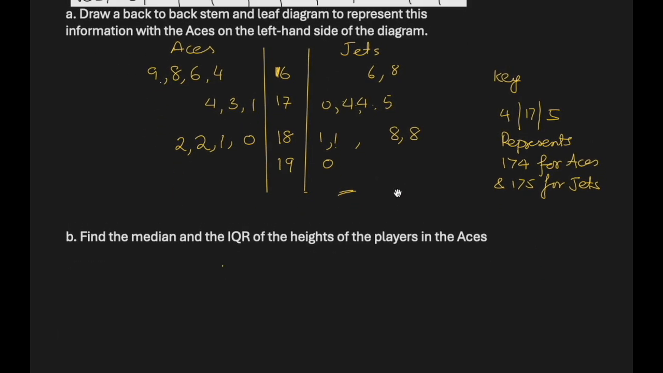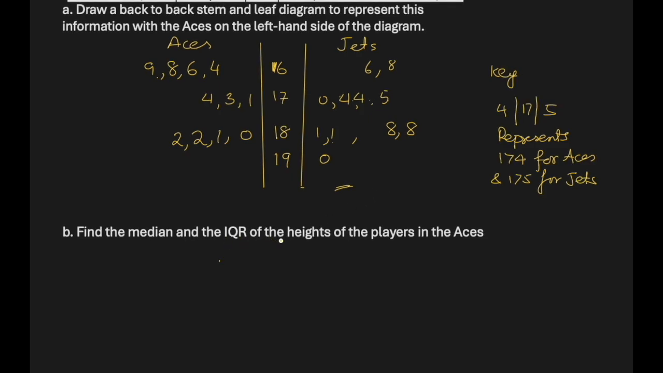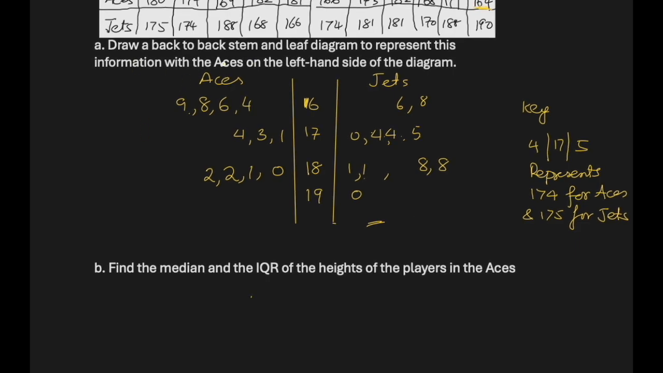Find the median and the IQR, interquartile range, of the heights of the players in the aces, only aces, this one, right? So how many are they? 11. So for the median, 11 add 1 is 12, divided by 2, which is 6th place. The 6th person in ascending order is the median. Let's see what is the 6th if I start from the smallest one. 1 2 3 4 5 and 6, which is 173 centimeters.